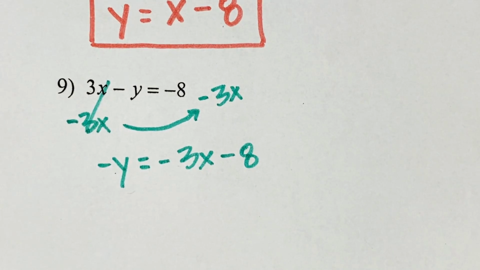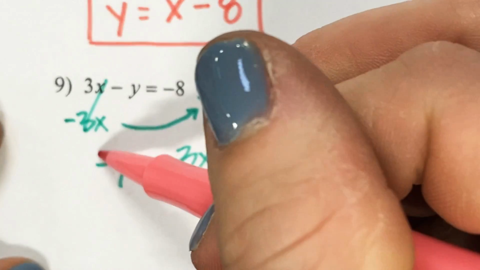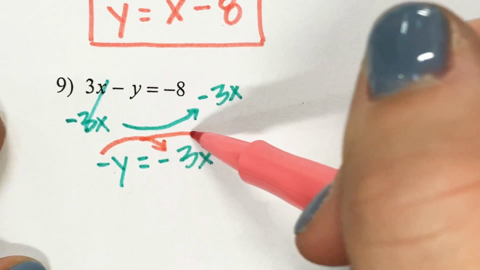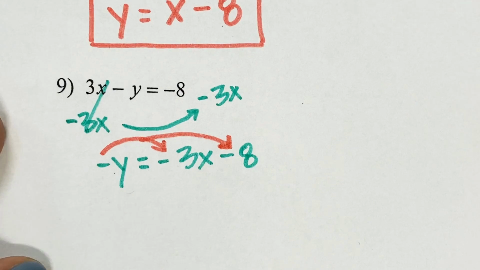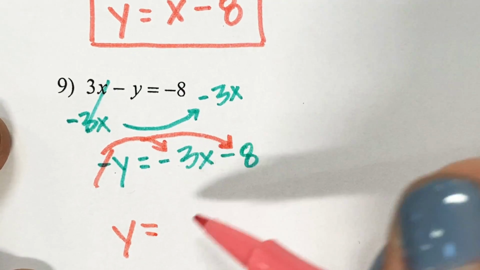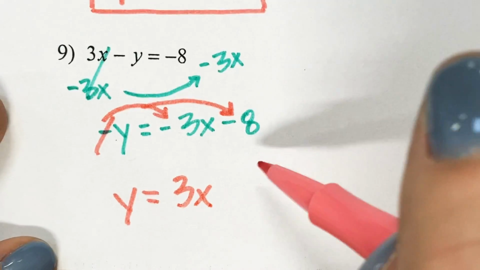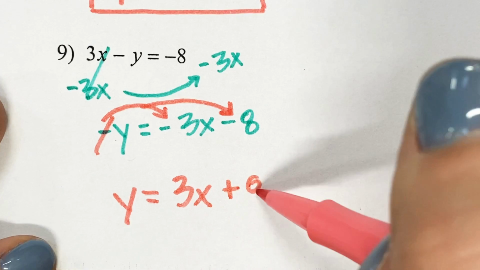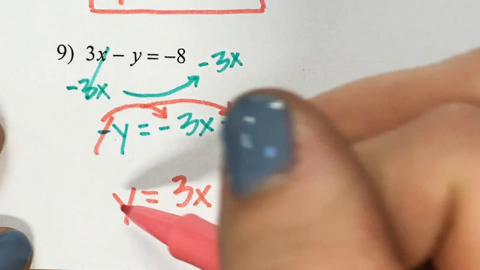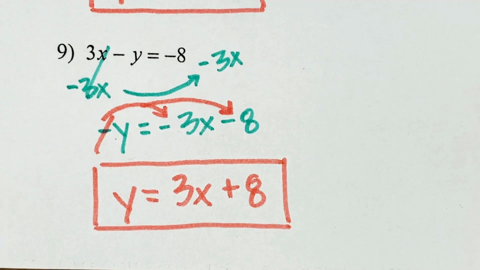Okay, and what was that trick I just taught you? Whenever you see this negative, okay, an easy trick is just to think, change those signs. Okay, so now we got rid of it. It's just going to change the signs on the other side, from a negative 3x to a positive 3x, and from a negative 8 to a positive 8. And there is our equation in slope-intercept form.